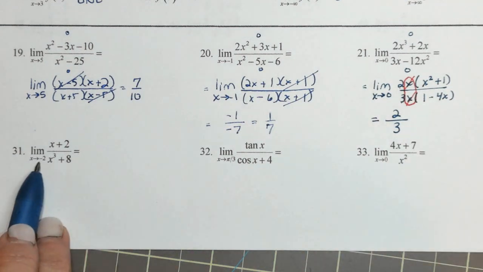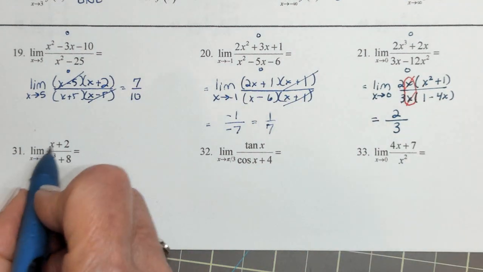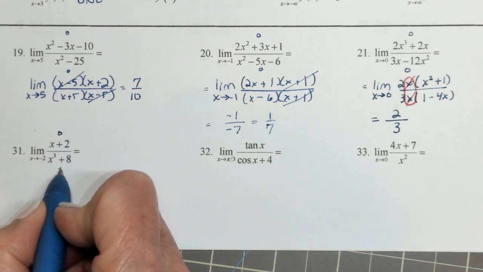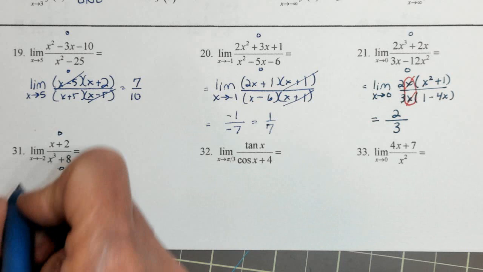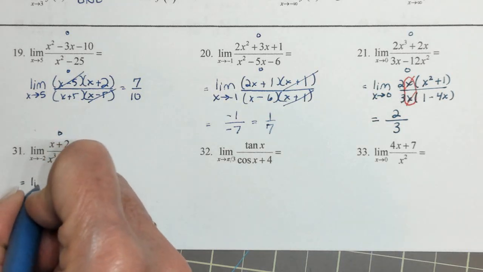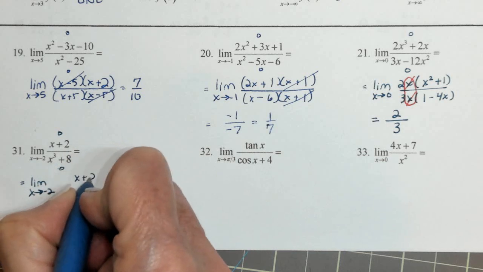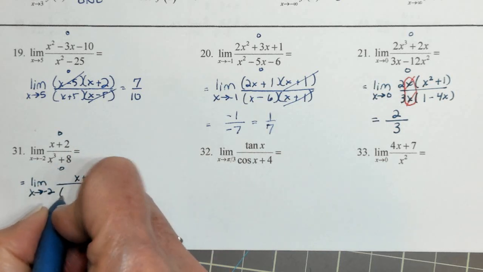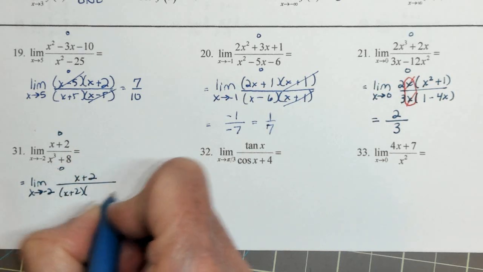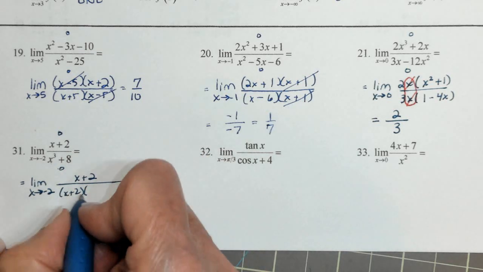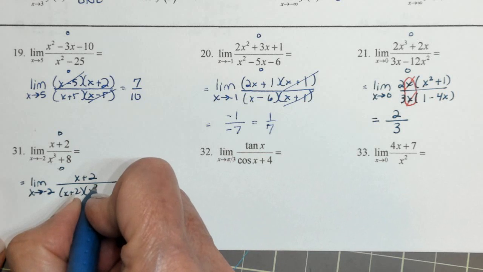Okay, x is going to -2. The top is going to be 0. The bottom is going to be 0. Okay, so we factor. The top does not factor, it's just an x plus 2. The bottom does factor. That's a sum of cubes, so it factors into a binomial times a trinomial. We did this last semester.